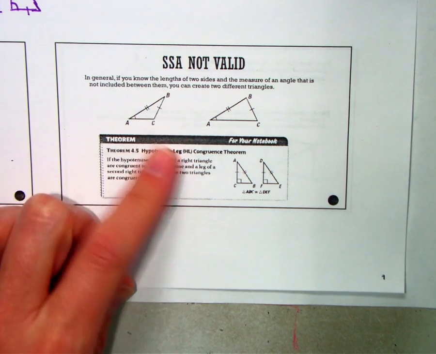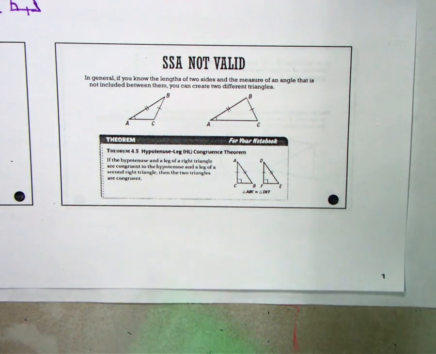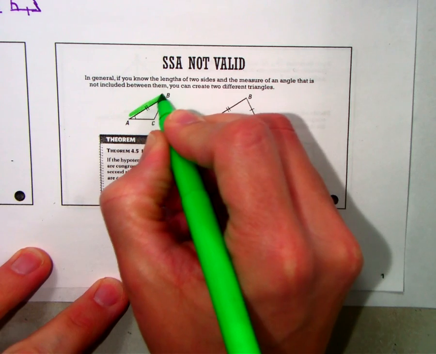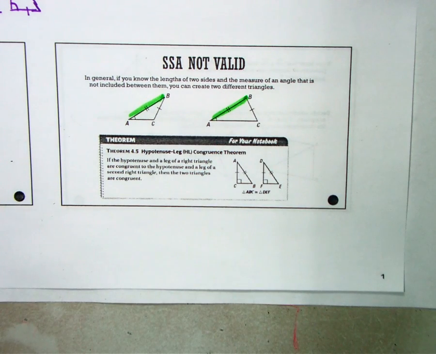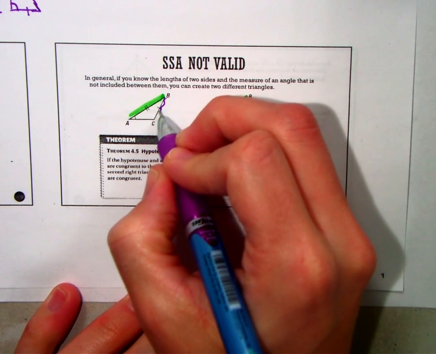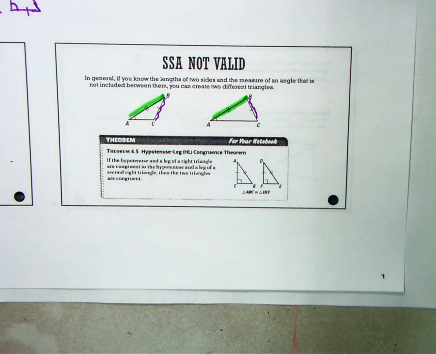It's not a thing because, so here's an example. I have two sides that are congruent to each other. I have this pair of sides, this pair of sides. So those two sides are the same length. Then you have this side here that's the same length as this side here. But the angle in between them is not the same. That's why it's not a side angle side.